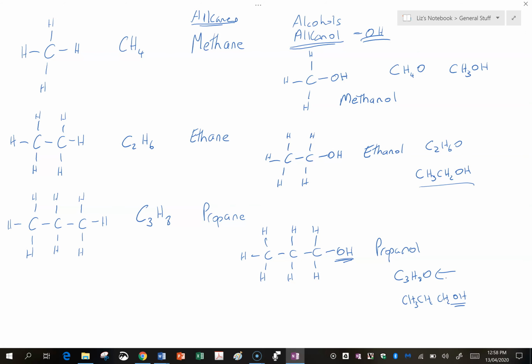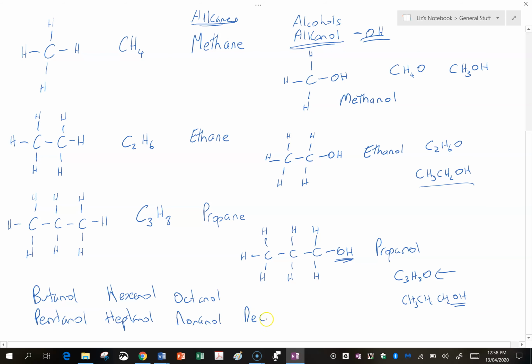Now from there you end up with the same thing. C4 would be butanol, C5 would be pentanol, hexanol, heptanol, octanol, nonanol, and decanol. So always just dropping the E and adding the OL being the hydroxyl group, always on the end carbon for these simple ones.